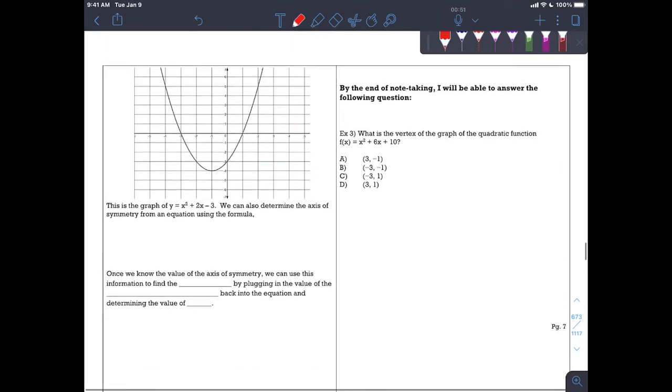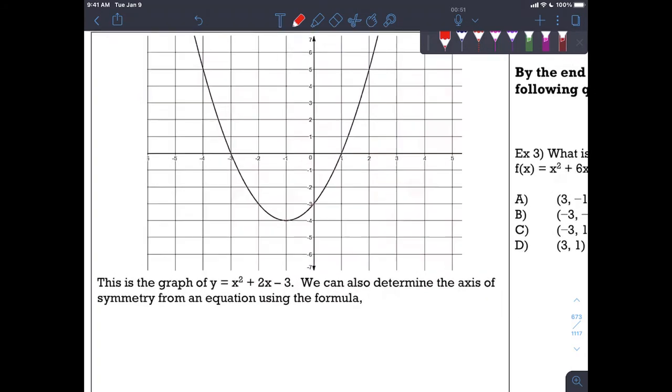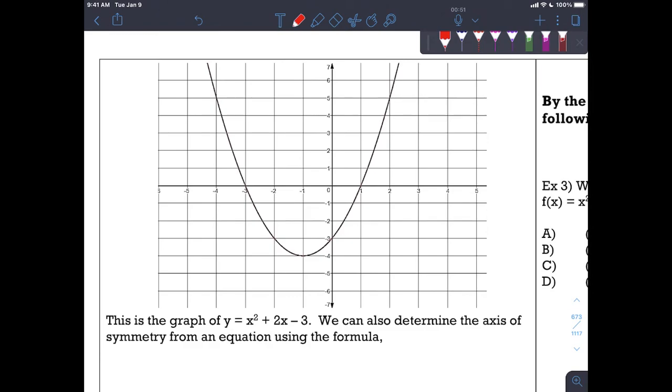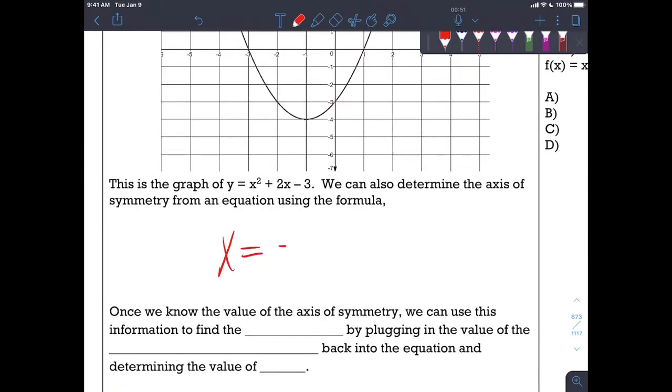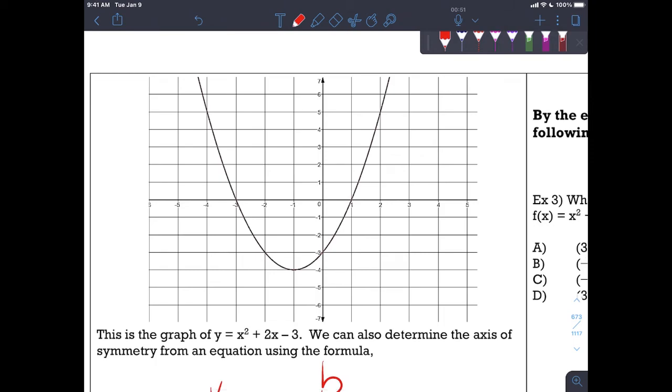All right, so let's go ahead and take a look at this one as well. So here I have a graph of y equals x squared plus 2x minus 3. We can determine the axis of symmetry from an equation using the formula x equals negative b over 2a. But I don't even need to do all of that. All I do is find the exact middle of the graph, draw a line straight up and down. Wherever it touches, there's my equation.